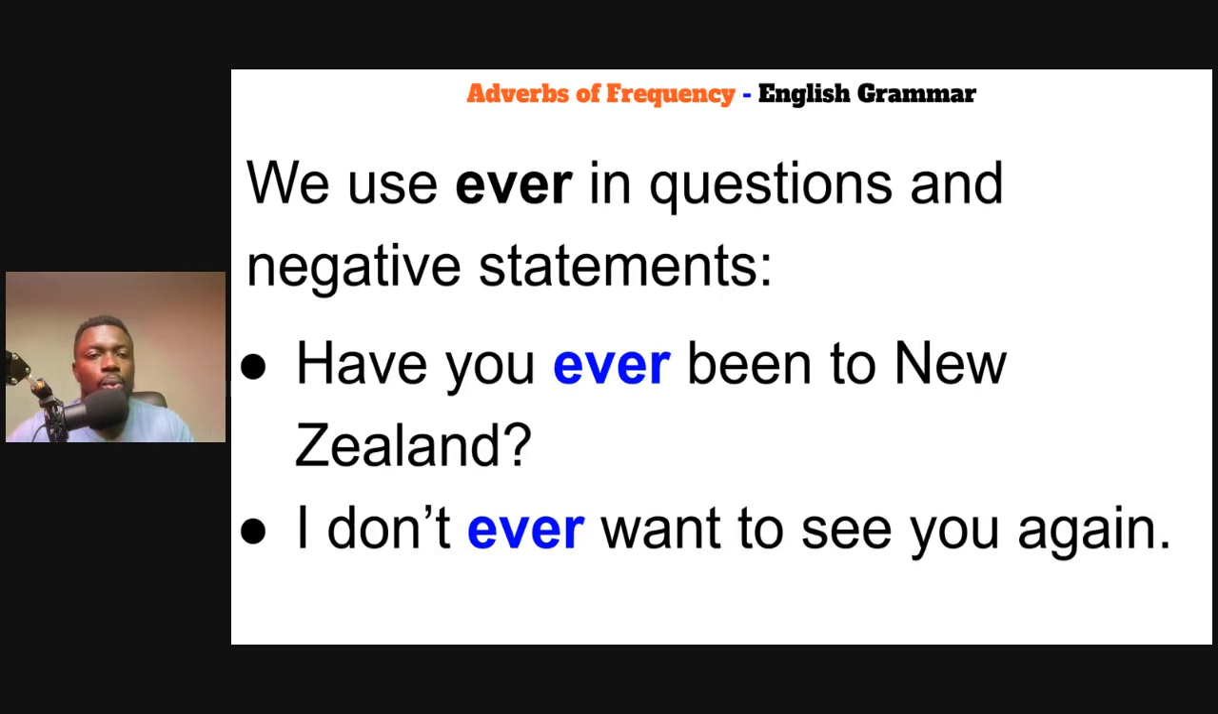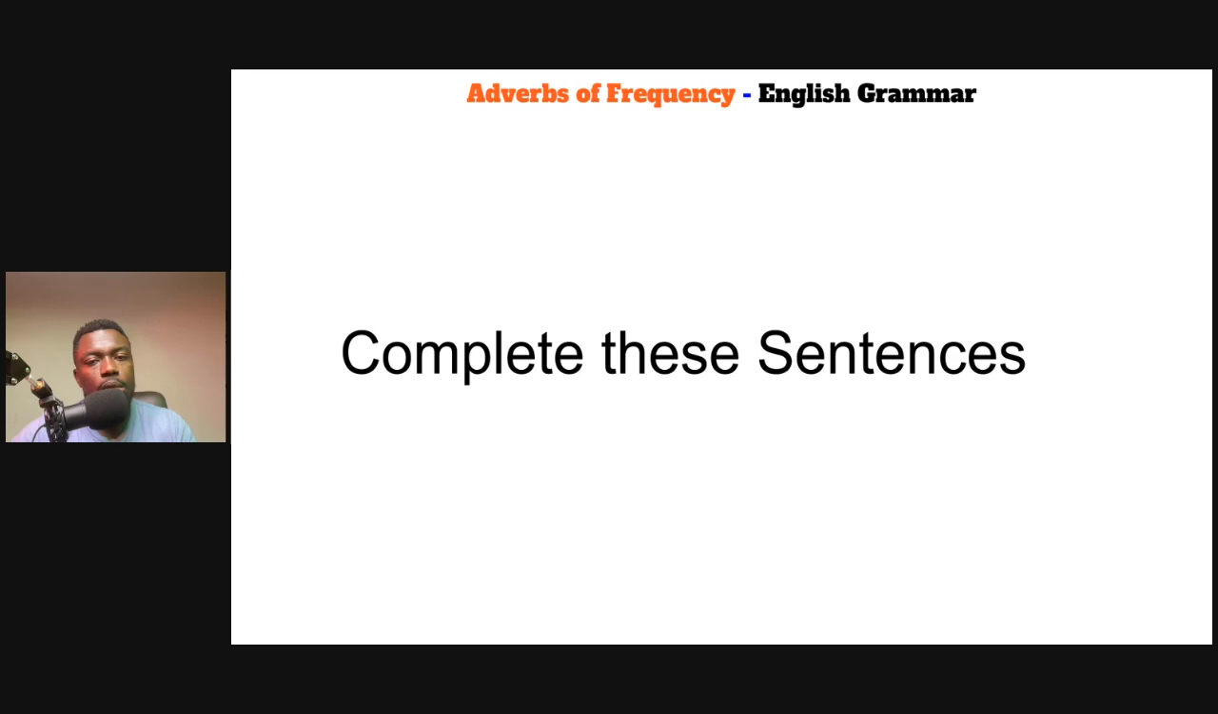OK. We use ever in questions and negative sentences. Whenever there is "ever", it is used with a question or a negative sentence. For example, have you ever been to New Zealand? Have you ever been to Haiti? Have you ever been to Cap Haitian? So "ever" is used with a question, or with a negative sentence. I don't ever want to see you again. Instead of saying "I never want to see you again", I can say "I don't ever want to see you again." It's the same thing. I never want to see you again. I don't ever want to see you again. OK? Alright? So now, let's complete these sentences.